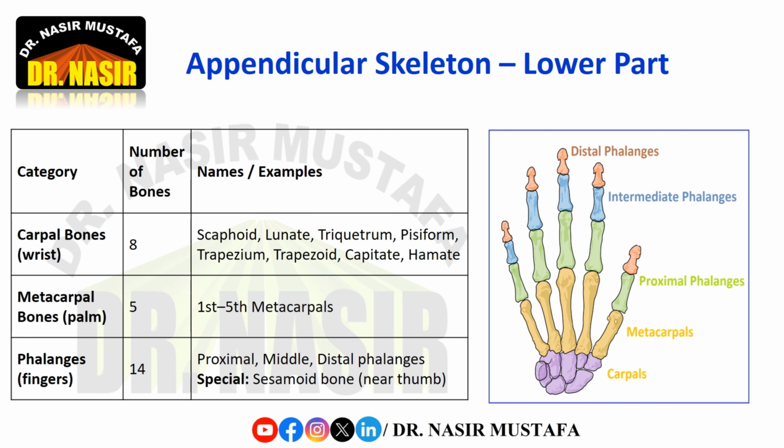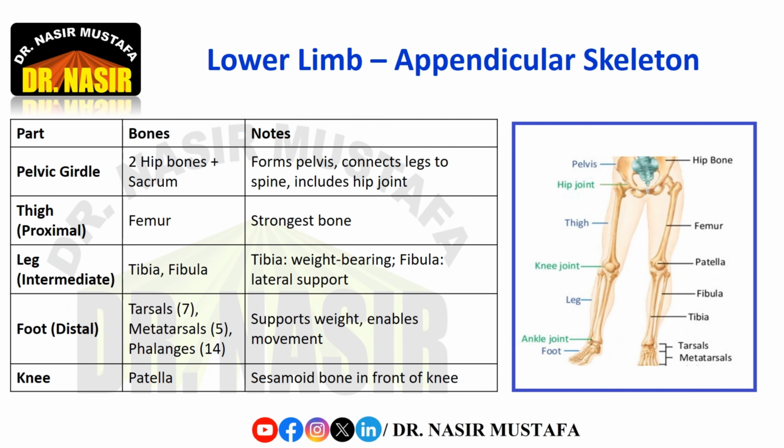The wrist contains 8 carpal bones. The palm consists of 5 metacarpal bones numbered from the 1st to the 5th. The fingers contain 14 phalanges. Each finger has proximal, middle, and distal phalanges, except the thumb, which has only proximal and distal phalanges. In addition, a sesamoid bone may be present near the thumb, helping to reduce friction and improve the efficiency of tendon movement.